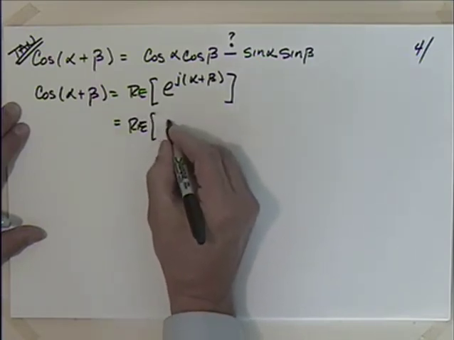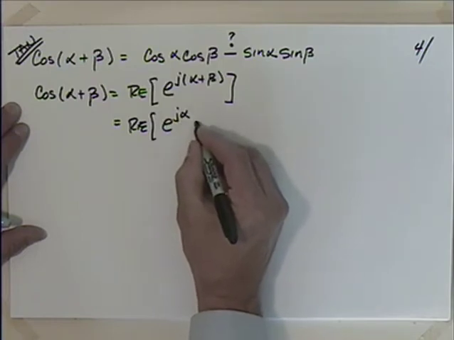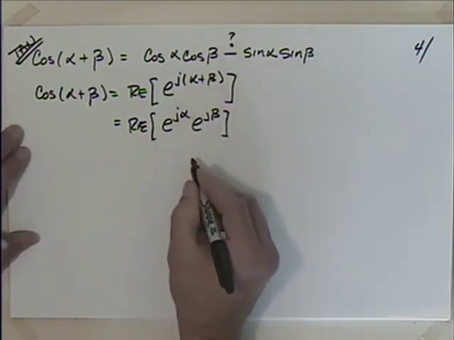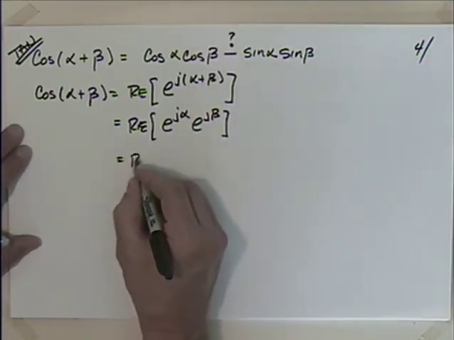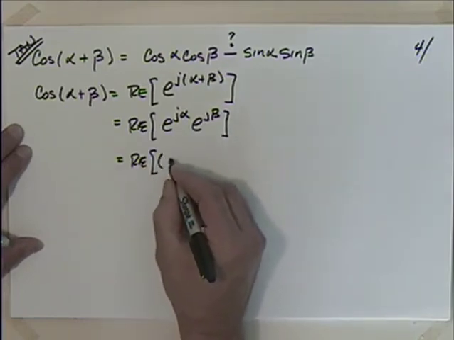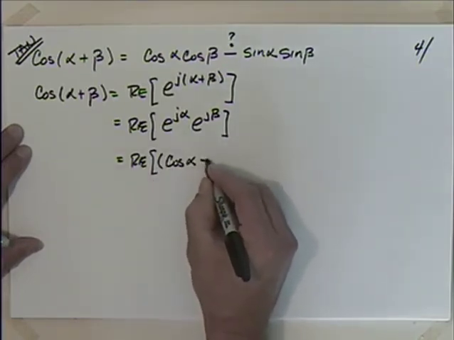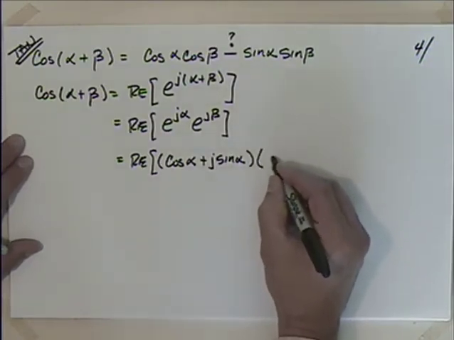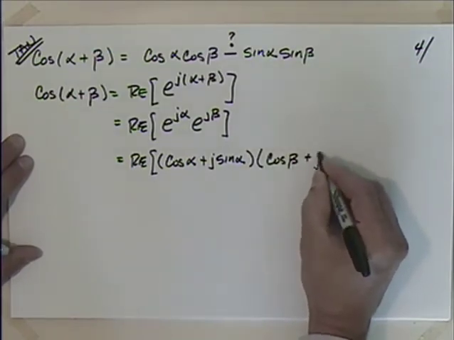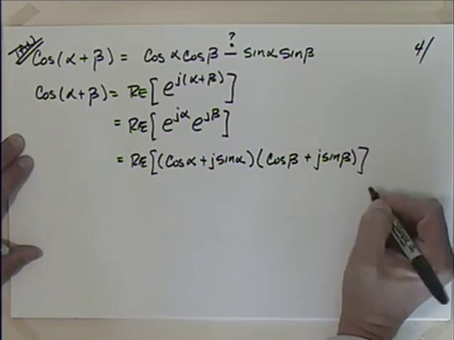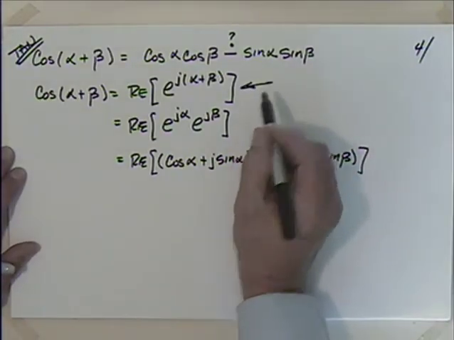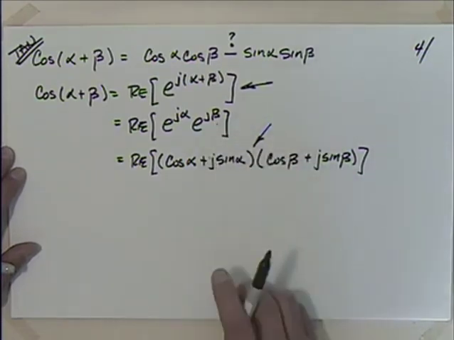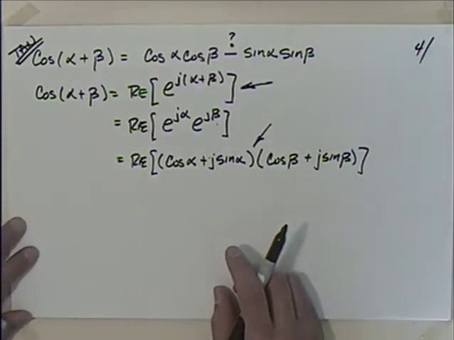I'm going to break that up, and I'm going to say that's e to the j alpha times e to the j beta, because when you multiply, you add exponents. So I could say that this is the real portion of the cosine of alpha plus j sine alpha times the cosine of beta plus j sine beta. So here I used Euler's equation to go from this to this, and again then I used Euler's equation here to go from this back to there. So I've used Euler's equation twice here.